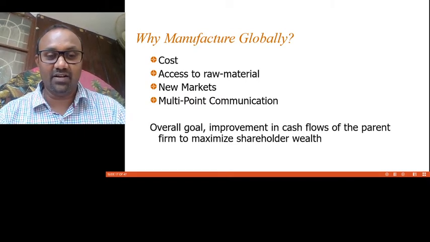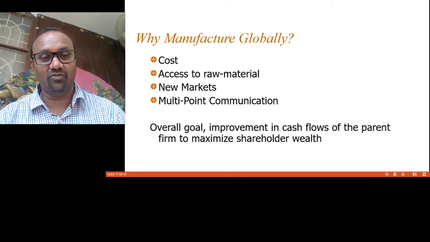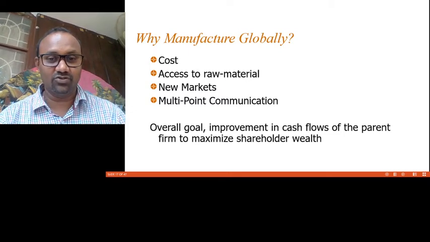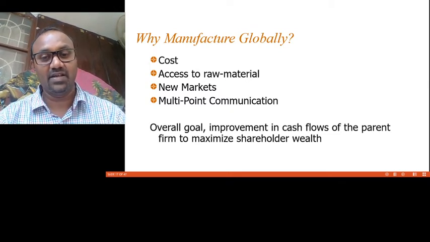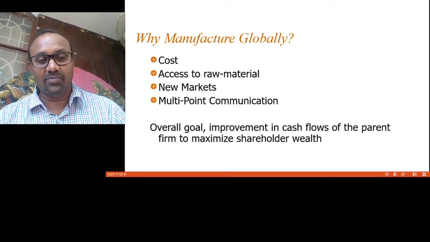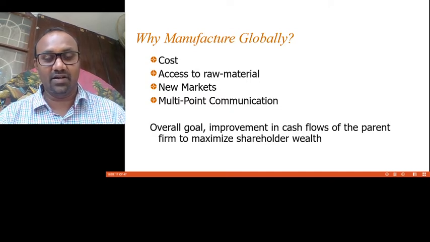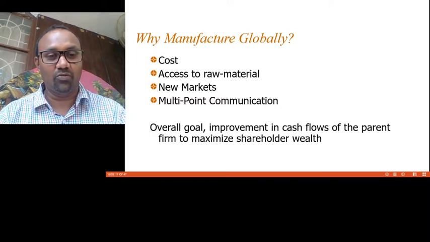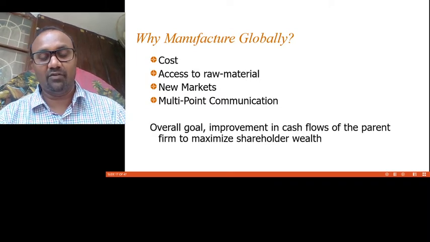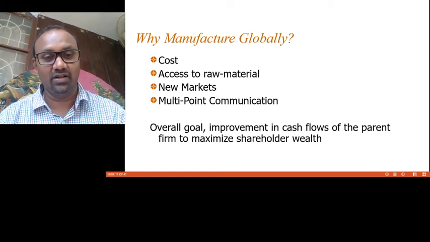So those are advantages that a firm naturally gets, and that's the reason why more and more companies in international business get into the mode of outsourcing because they want to take advantage of it. So the overall goal of doing so is the improvement in cash flow of the parent firm to maximize shareholder wealth. So what happens is you are optimizing your cost and manufacturing and your entire production facility, thereby getting a very high volume of profits for yourself in terms of the sales and profits that you're going to make because of the cost advantage that you're able to accrue because of global manufacturing and international outsourcing.